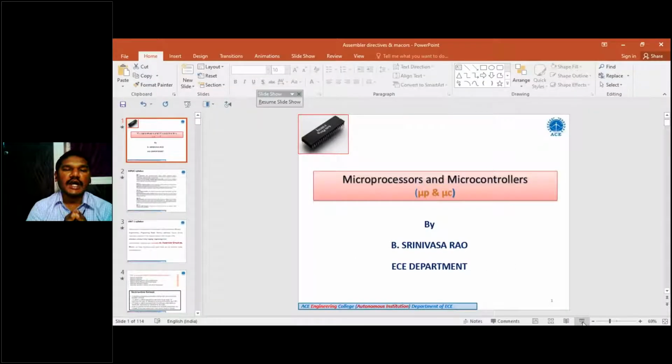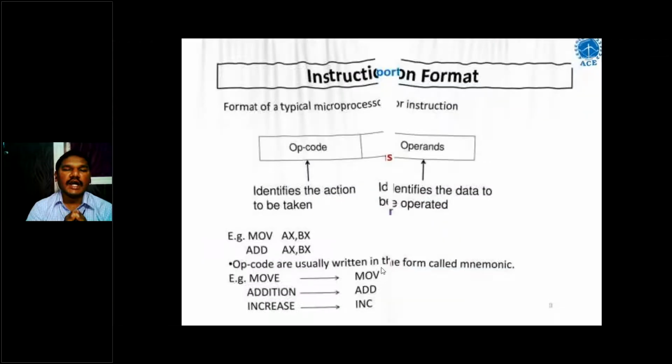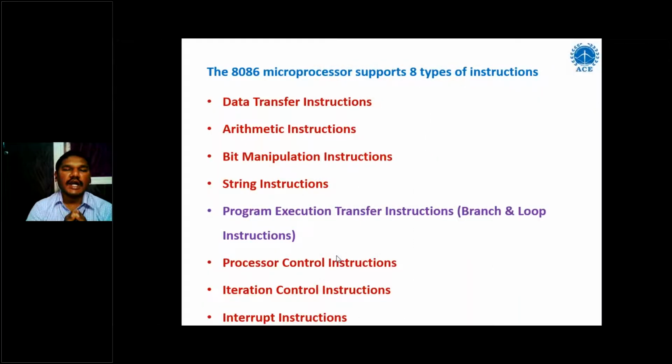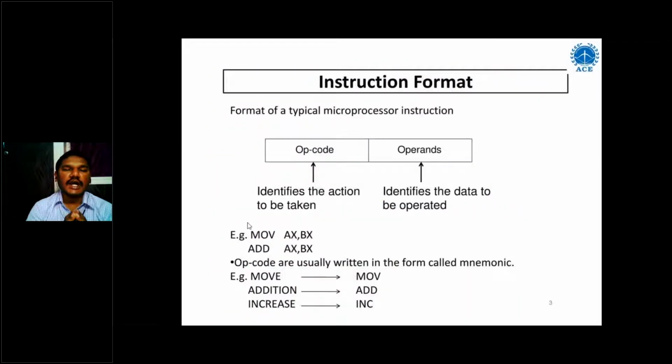Here, copy the content of the BX register into the AX register. So this statement is called a moving operation. Next, ADD AX comma BX means add the content of BX with the AX register. So it is performing an operation, it's not moving. Because this ADD performs one operation, this code or instruction is called the opcode.